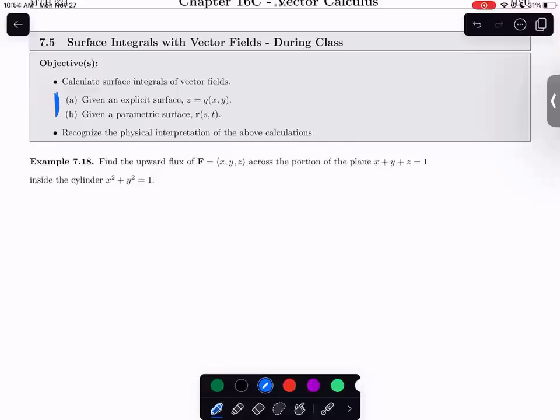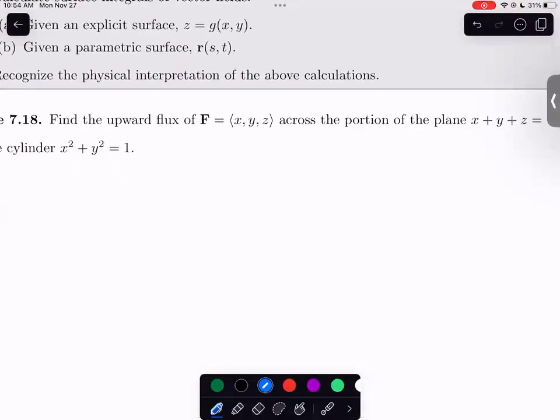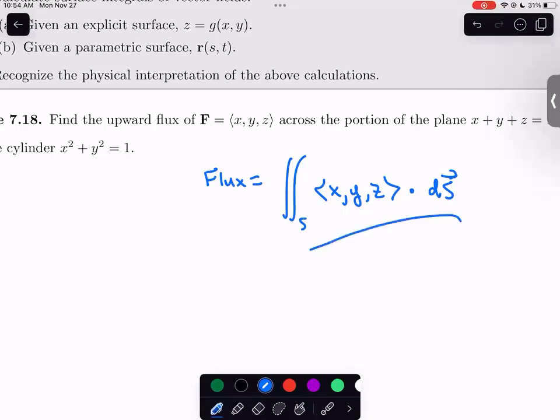All right. So the first thing, upward flux. Flux is really a surface integral of your vector field dot, and now this is a bold dS. So it's not the same as the previous dS that we had. This is a bold S there. So it could have given you this as well and said to evaluate that, and it would have been the same problem.